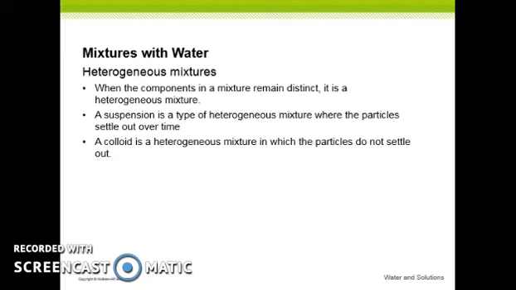A suspension is a type of heterogeneous mixture where the particles settle out over time. A colloid is a heterogeneous mixture in which the particles do not settle out. So back to that second bullet point right here. Think about oil and water, what it looks like, and then you shake it up, and if you give it a little bit of time, it'll eventually separate.